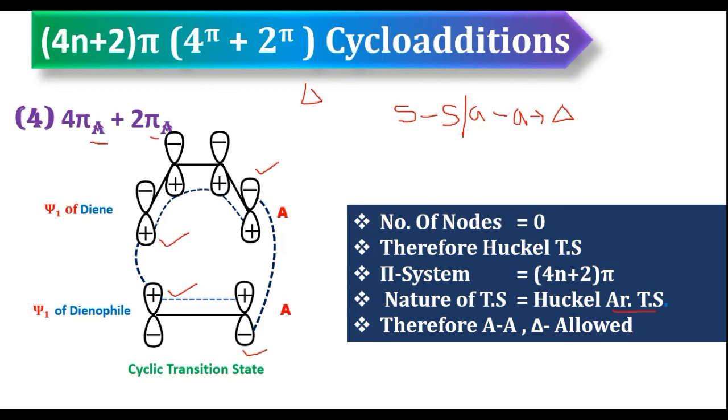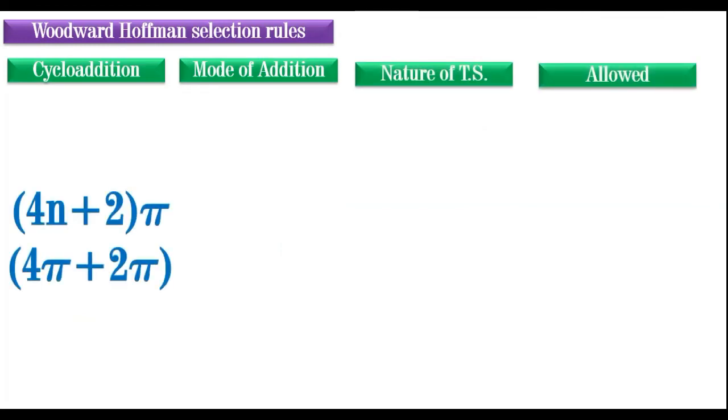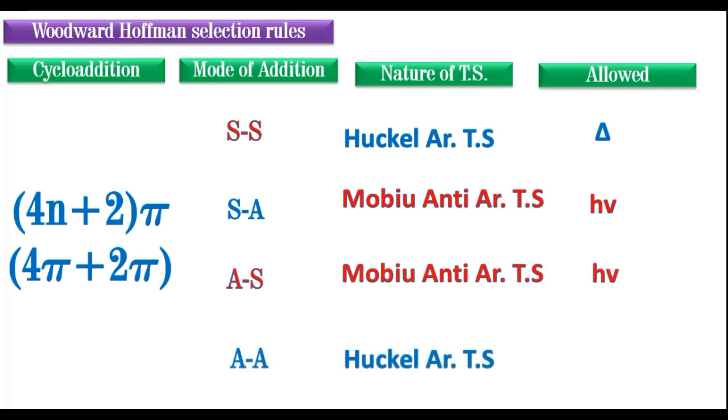So let's see the Woodward-Hoffmann selection rules: cycloaddition, mode of addition, nature of transition state, allowed condition. For 4n plus 2 pi cycloaddition, the Diels-Alder reaction you can also call 4 pi 2 pi cycloaddition. Supra supra: the transition state obtained is a Huckel aromatic transition state. Huckel aromatic is always thermally allowed. Supra antra is Mobius anti-aromatic, photochemically allowed. Antra supra is Mobius anti-aromatic, photochemically allowed. Antra antra gives a Huckel aromatic transition state, that is thermally allowed.